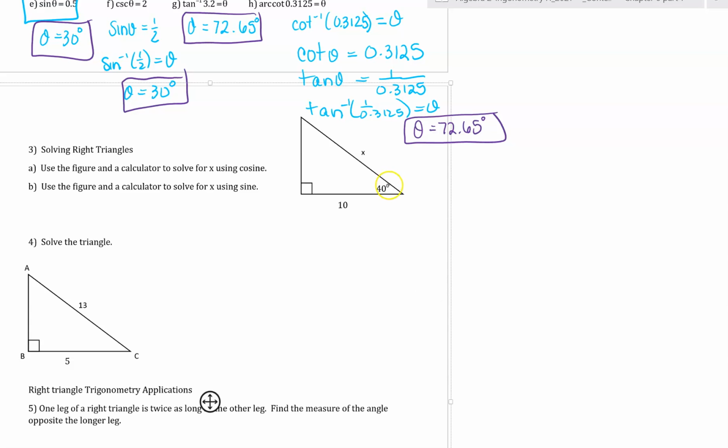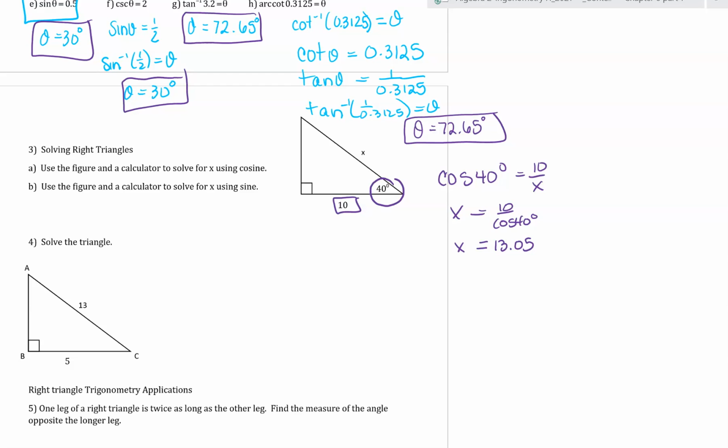So for example, if I'm looking at this angle, I could say the cosine of 40 degrees is adjacent over hypotenuse. So go ahead and pause the video and use your calculator and find the measure of x. So if you type this into your calculator, 10 divided by the cosine of 40 degrees is 13.05. However, let's try to do this a different way.